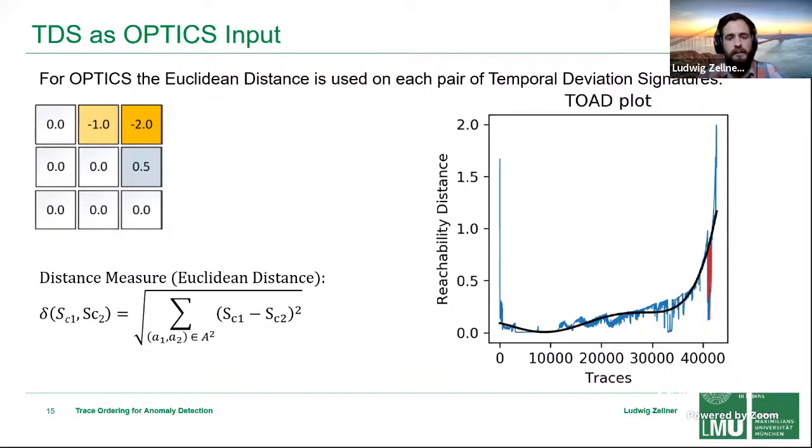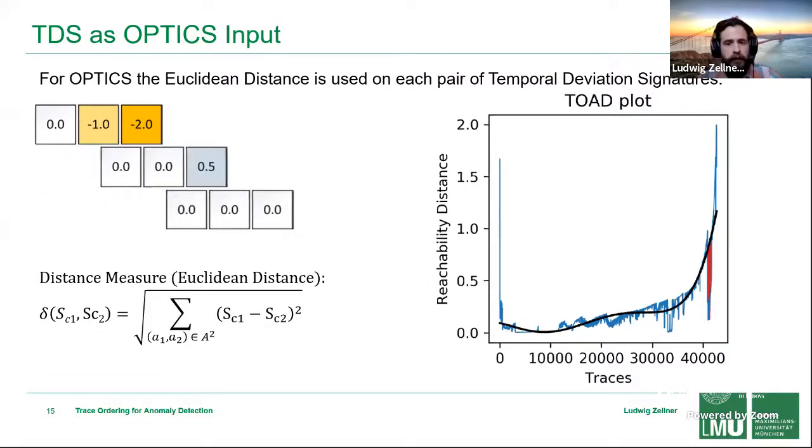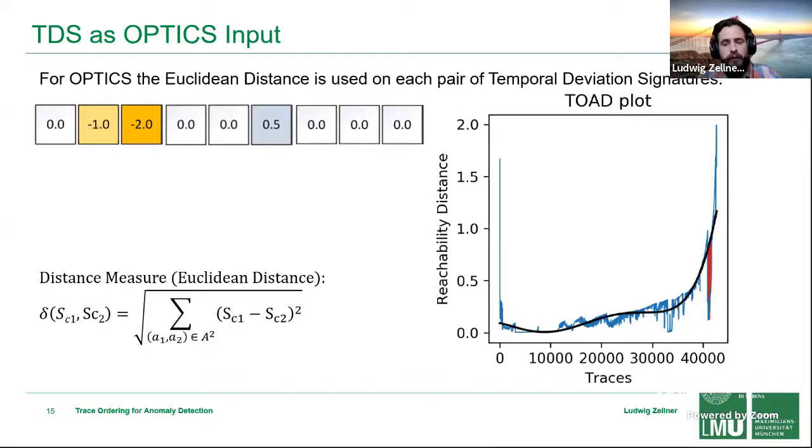So in the next step, we treat the temporal deviation signatures as vectors. With the vector representation, we can use the signatures to compute distances between them. For our approach, we use the Euclidean distance, but other distance measures are also possible. We then expect cases which do not hold deviations to be represented as points around the origin.